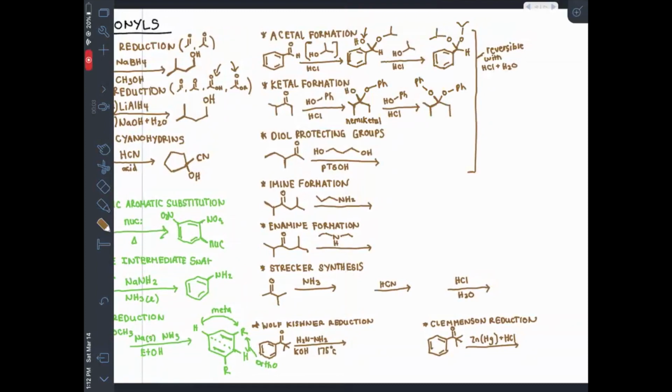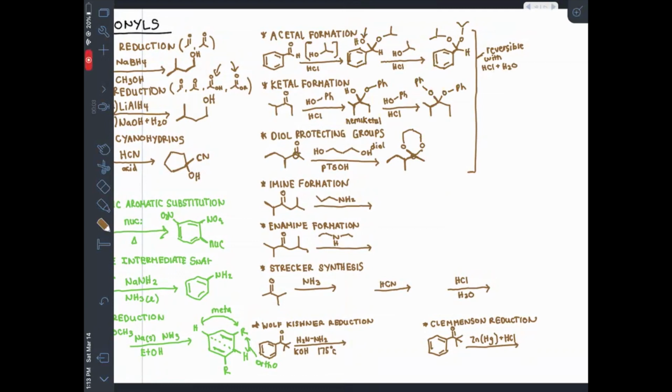Next, we have a diol protecting group. Okay, and so diol protecting groups, essentially what we're doing is we're going to protect an aldehyde or a ketone with a diol. And so we're going to take the carbon that has the carbonyl on it, and then we're going to essentially add that diol onto our molecule, like so, okay? And so essentially this is the same thing as a ketal formation, except this is intramolecular. Both equivalents of your alcohol are coming from the diol.